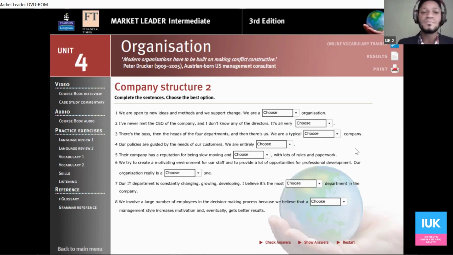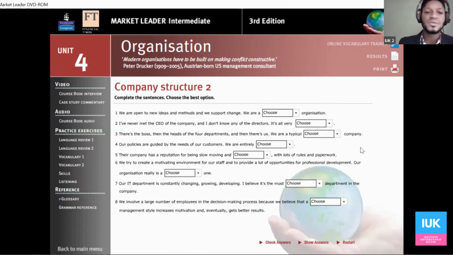Number 2. I've never met the CEO of the company, and I don't know any of the directors. It's all very impersonal or conservative. What do you think? It's all very conservative or very impersonal. Choose your answer.